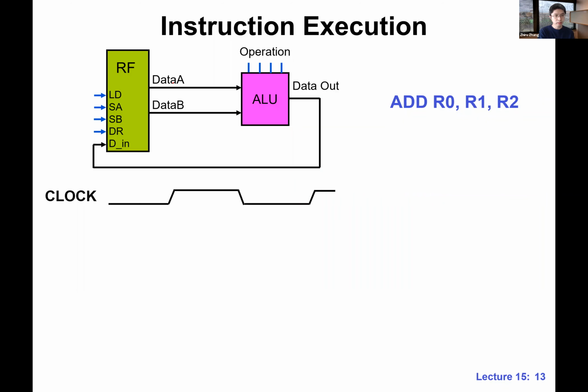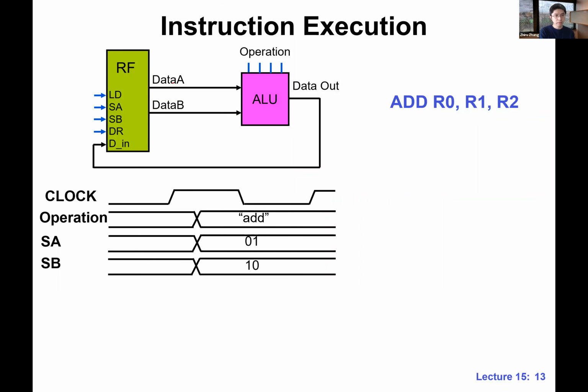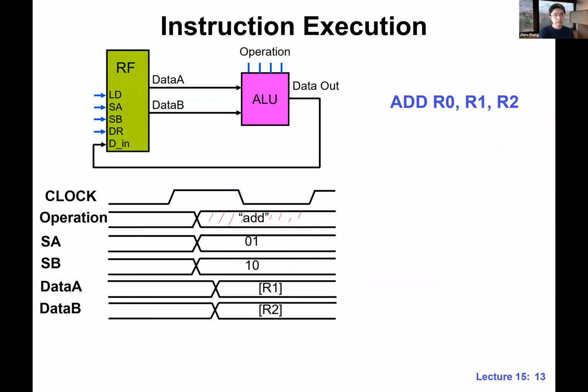This is the clock. We first provide the operation at the same time. We provide this hexagon, again indicating a stable signal. This can be more than 1 bit. I'm just using a simplified waveform here. And we have SA. We provide the source register addresses, SA and SB, and we get data out.